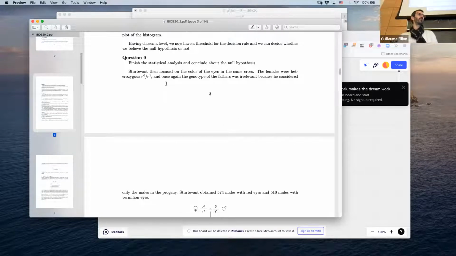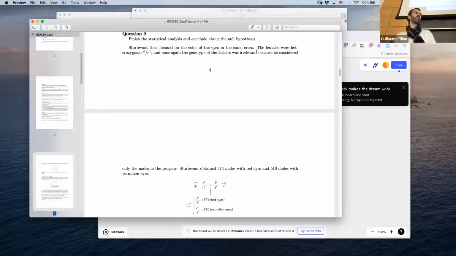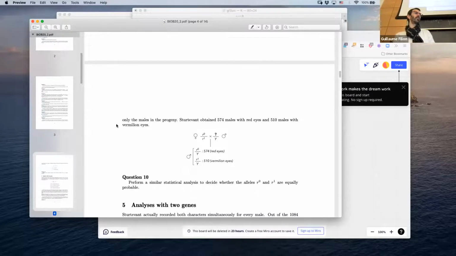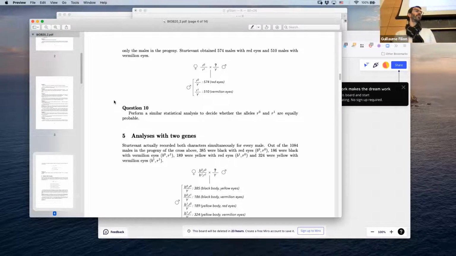Sturtevant then focused on the color of the eyes in the same cross. The females were heterozygous, R0 or R1, and once again the genotype of the fathers was irrelevant, because he considered only the males in the progeny. Sturtevant obtained 574 males with red eyes and 510 males with vermilion eyes. So the cross is here. It's more of the same. The numbers are slightly different though. Question 10, perform a similar statistical analysis to decide whether the alleles R0 and R1 are equally probable.